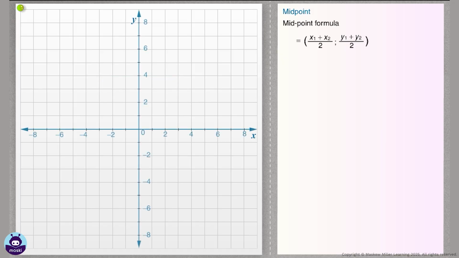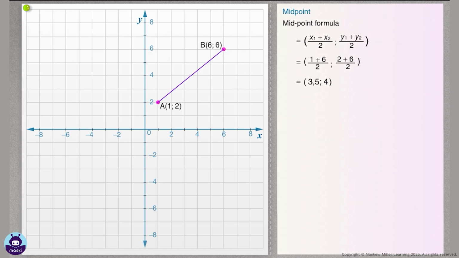Let us take an example to apply this formula. A(1, 2) and B(6, 6) are the endpoints of the line segment AB. To find the coordinates of the midpoint of this line segment, we simply substitute the values of x1, y1, and x2, y2 in the formula. (x1 plus x2) all over 2, (y1 plus y2) all over 2, which is (1 plus 6) over 2, (2 plus 6) over 2, which is (3.5, 4).